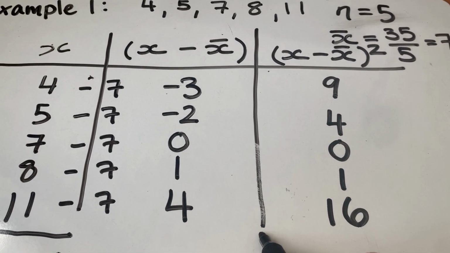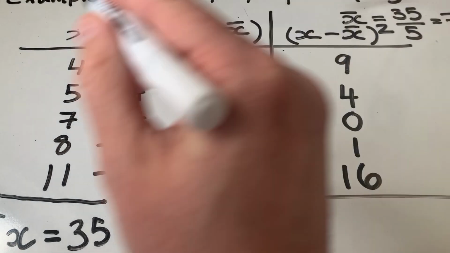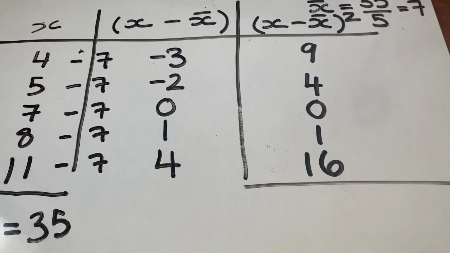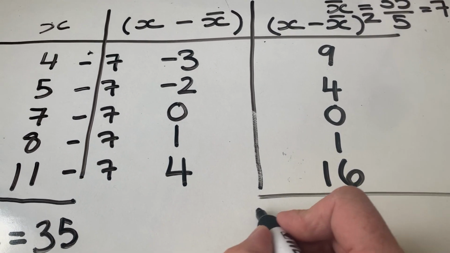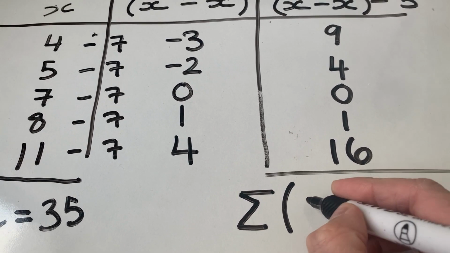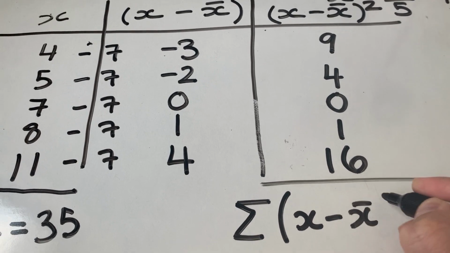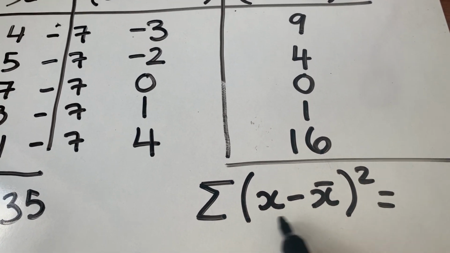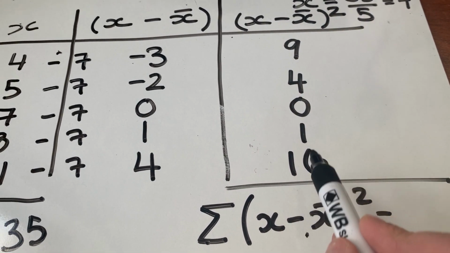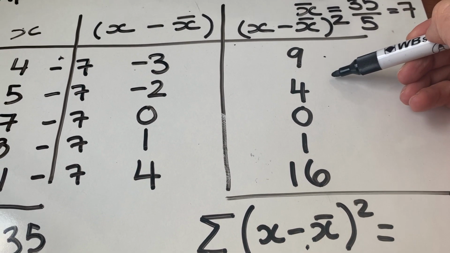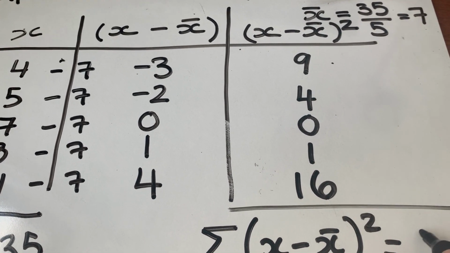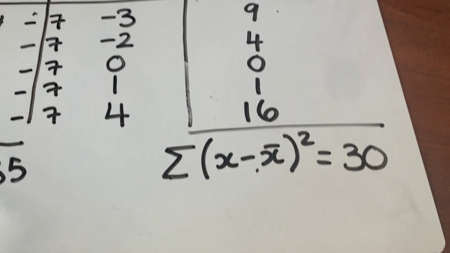The only thing we really need from this whole table is this value down at the bottom. All we do to get that is a sum of again. So we're going to find the sum, i.e. add them all up, of x minus x bar all squared. That's just the name of that column we can see at the top. We're going to add up all the numbers in this column. So 9 plus 4 is 13, plus 0 is still 13, plus 1 is 14, and plus 16 gives me a value of 30.